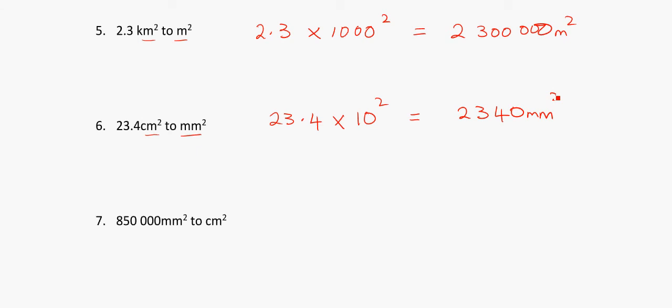And the last one, we're changing millimetres squared to centimetres squared. We're changing to a larger unit, and so we're going to divide, and if it was linear it would be divide by 10, and so here it has to be divide by 10 squared, and we end up with 8,500 centimetres squared. Okay, now you can go to the page in the booklet that has the area conversions on it.